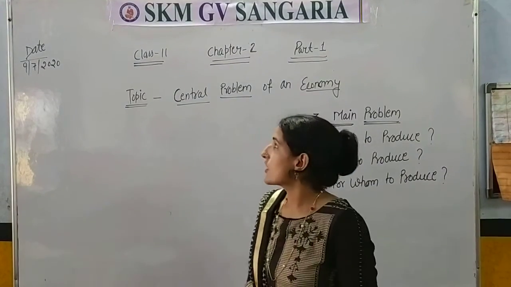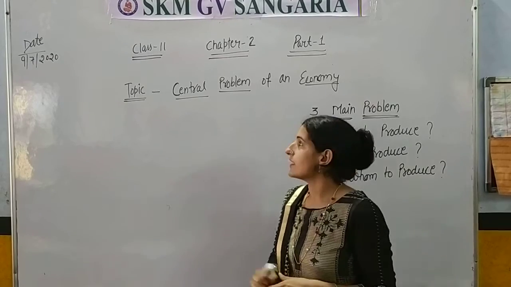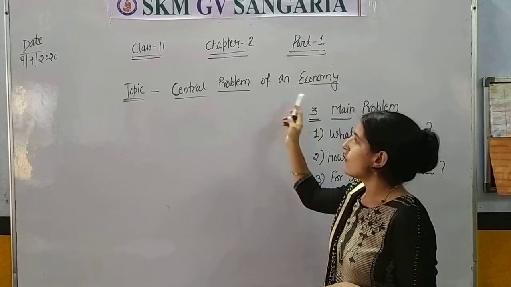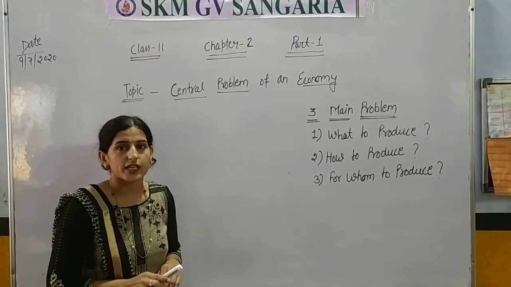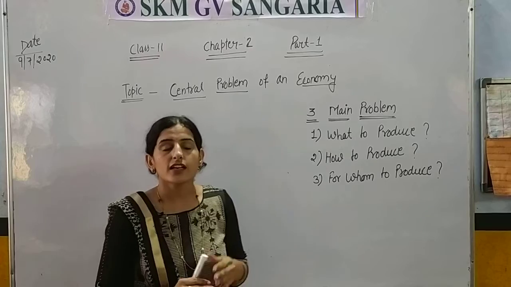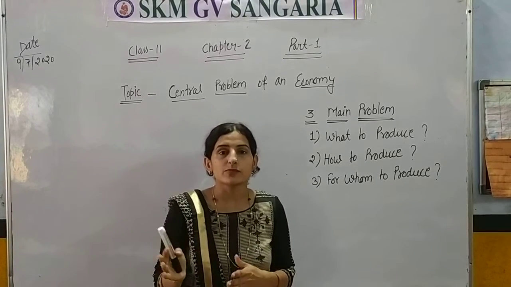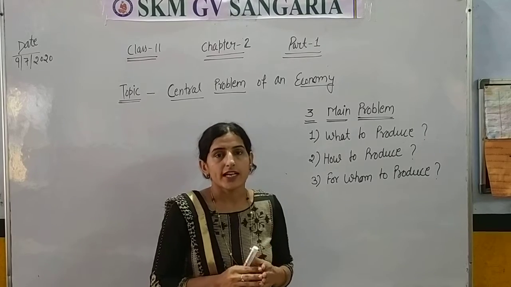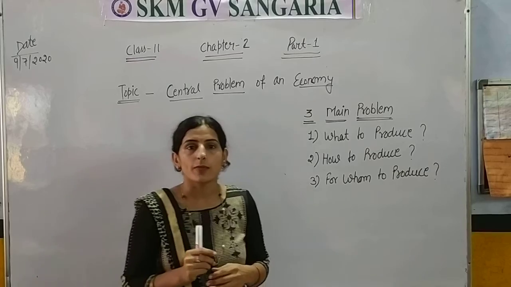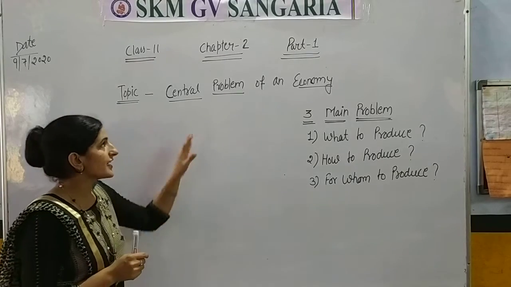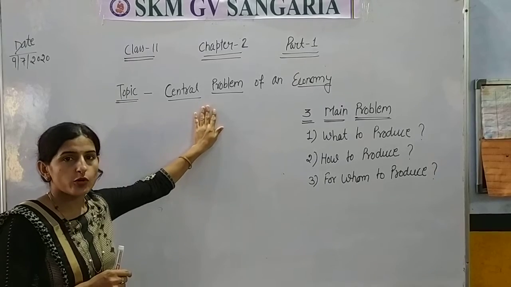We are going to start chapter 2 of your economics book, and the chapter name is the central problem of an economy. As we already studied, there are developed, less developed, underdeveloped, many types of economy in the world. It is rich, poor, but every economy faces the problem of choice. So we can say the problem of choice is called the central problem of an economy.